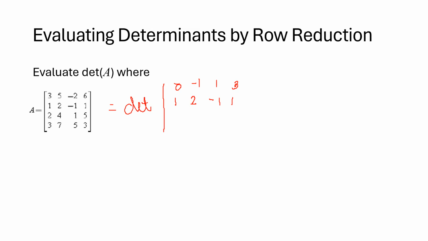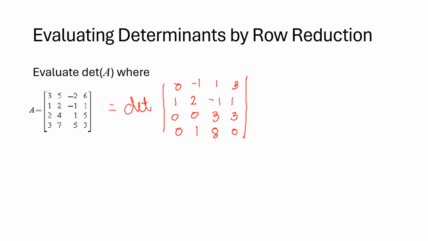Now, for the third row, if we multiply the second row by negative 2 and add it to the third row, you have 0, 0, 3, 3. And for the fourth row, if you multiply the second row by negative 3, then add it to the fourth row, then you have 0, 1, 8, 0.